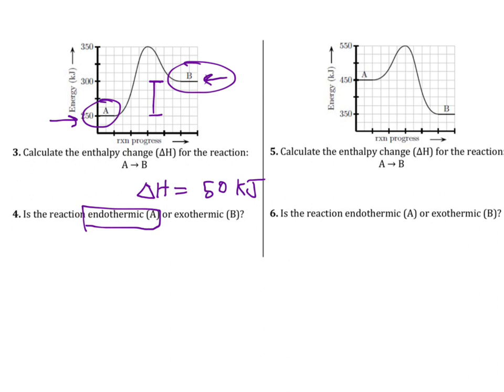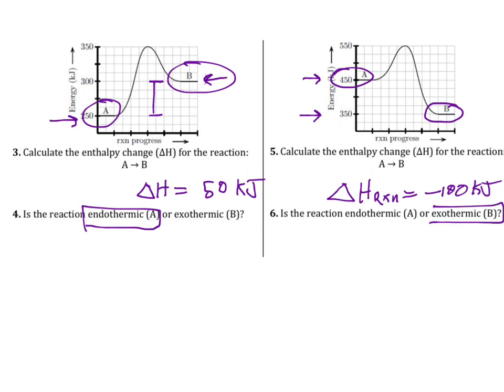Now this here, you can see starting off at 450, and it's dropping down to 300. So it's going from 450 to 300. And so this is losing 100 kilojoules of energy. So the delta H of this reaction is going to be negative 100 kilojoules of energy. Because it is a negative, it is going to be exothermic.